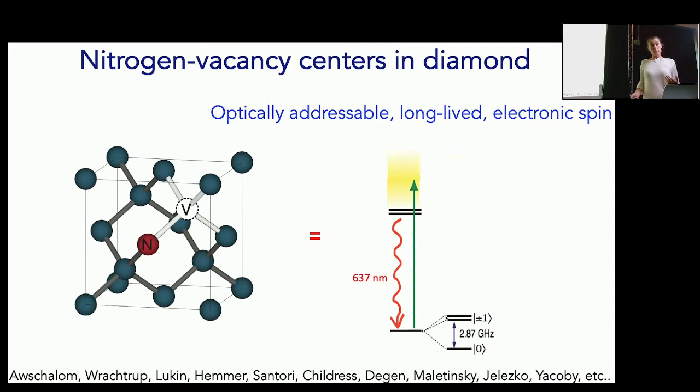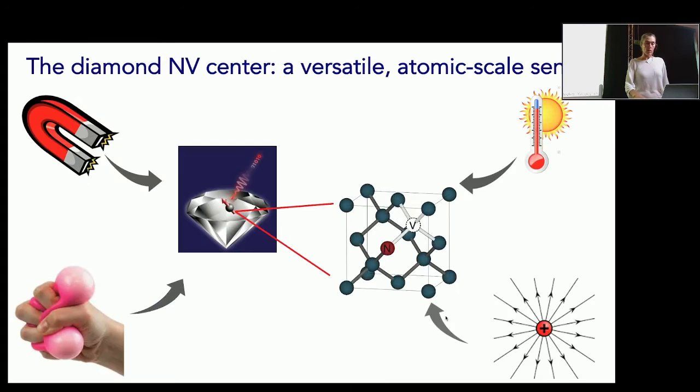Now, importantly for the field of sensing and metrology, this 2-level system here is sensitive to a variety of fields. It's sensitive to magnetic fields, to strain fields, to temperature, to electric fields. And because the sensor itself is so small, we can sense and image these fields with very high spatial resolution. I'll mostly be talking about magnetic field sensing. This is one of the most developed sensing applications of the NV Center.